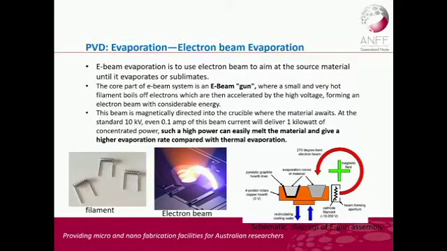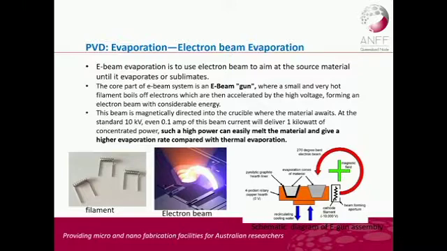Next I will talk about E-beam evaporation. We have thermal evaporation, so why do we need E-beam evaporation? E-beam evaporation will give you a much higher deposition rate because we use an electron beam to aim at the source and heat it until it vaporizes or sublimates. The key part of the E-beam system is the electron beam gun.